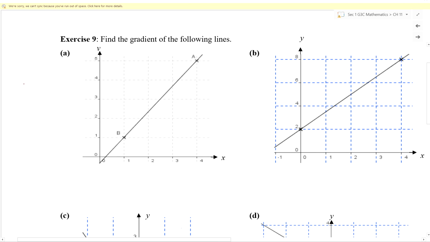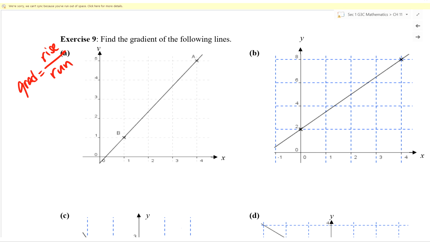I'll put it over here. Gradient equals rise over run. For easy reference, for any straight line, the gradient is calculated by rise over run. The word rise means to go from bottom to top. Do you agree? Rise has to be from bottom to top. It cannot go from top to bottom and call it rise.